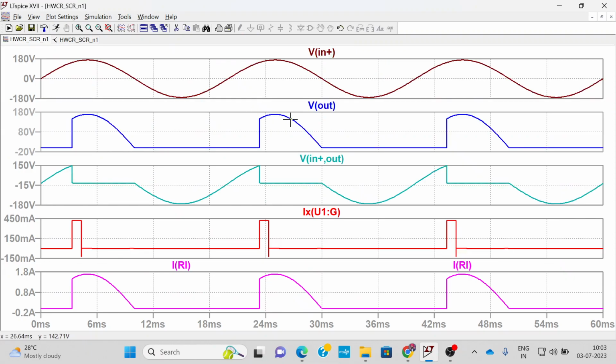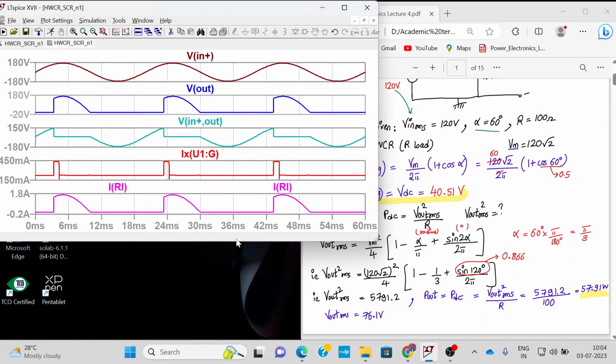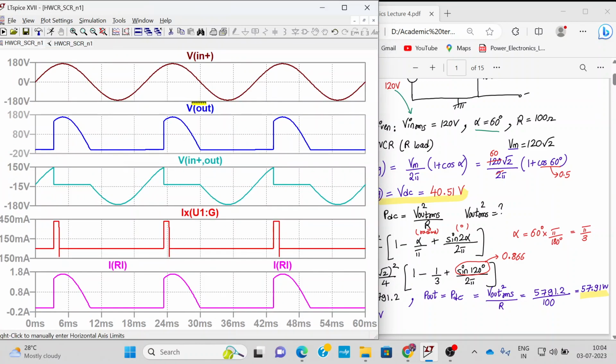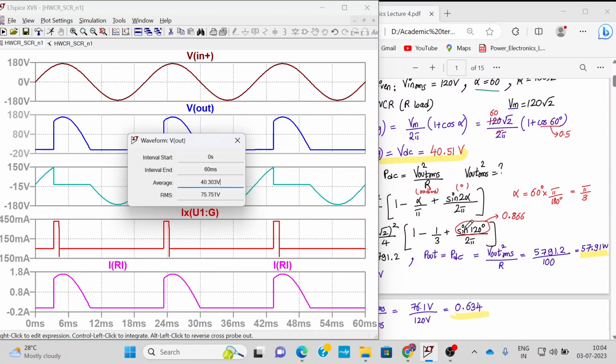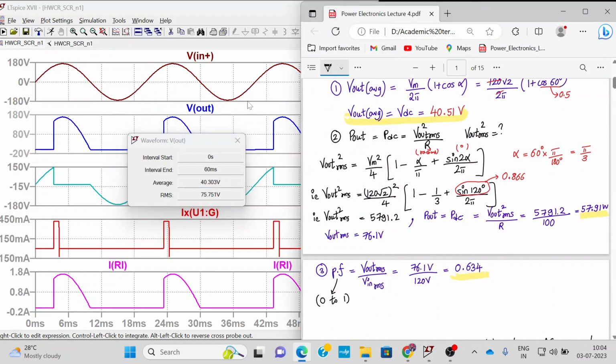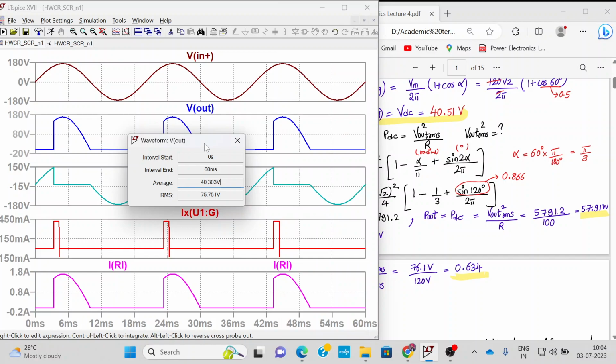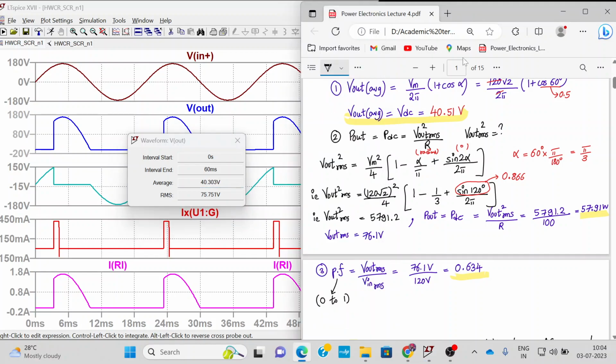Now let's check the value of V out average. I will just keep the screen half. For finding the value of V out average, just press Control and click on the V out. So V out average is coming out to be 40.3 and we got the answer as 40.51. That's reasonably close, because here we are using an actual SCR, so there will be a slight voltage drop across the SCR. And here we are not assuming any voltage drop at all. Also, we are assuming that the output is exactly equal to Vm. It is not so in the actual case. There will be some voltage drop.